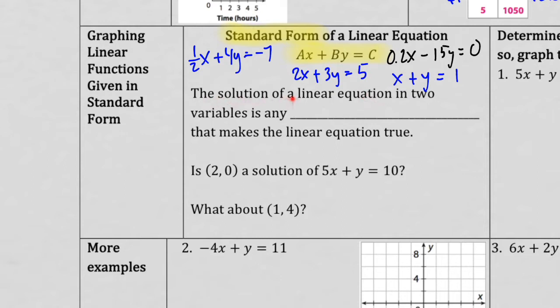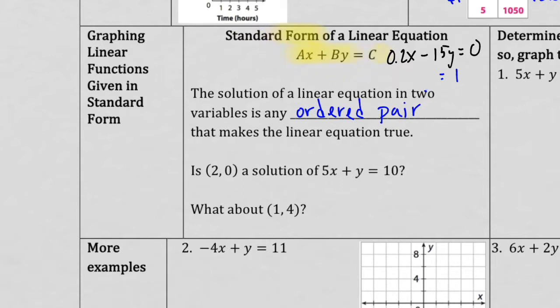And by the way, we say the solution of a linear equation in two variables because it's an equation that has two variables. The solution of a linear equation in two variables is any ordered pair that makes the linear equation true. I'm going to erase all of these so we don't get lost in all the mess that I've made. So any ordered pair that makes the linear equation true is considered a solution.